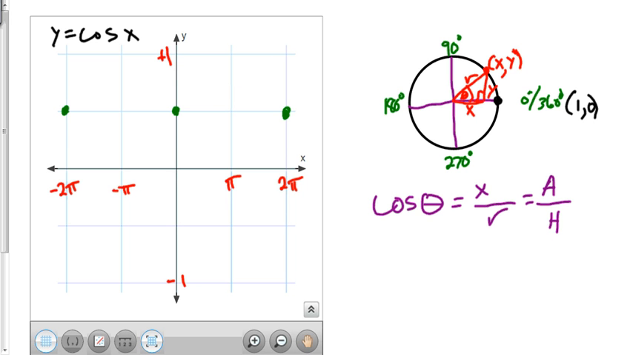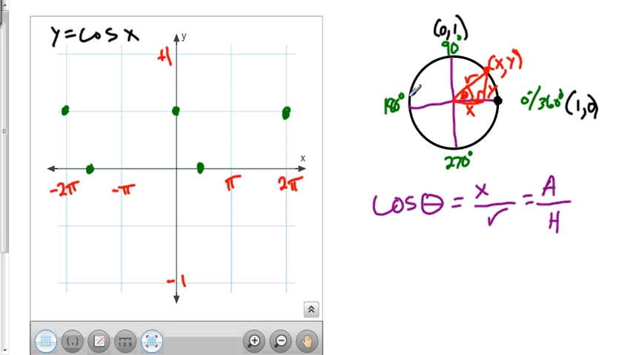Okay, so now let's move up to when we're at 90 degrees. Well, now x is 0 and y is 1. Well, y has nothing to do with this. X is 0. 0 over anything is going to be 0, and we know the radius is 1 for the unit circle. So when I'm at 90 degrees, which is pi over 2, I'm going to have a cosine of 0. And I should know 90 degrees is also the same as negative 270 if I went clockwise, which is negative 3 pi over 2. So right here will also be 0.